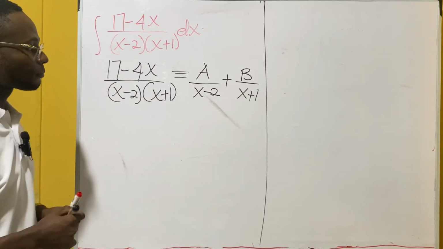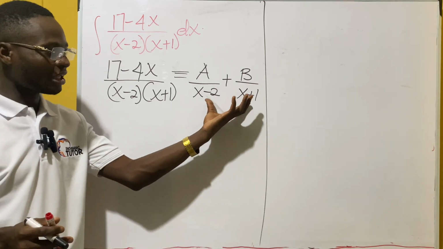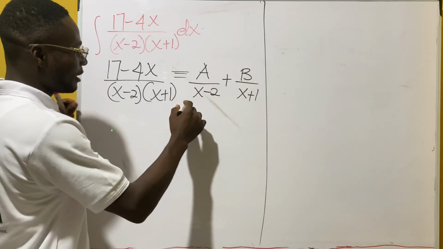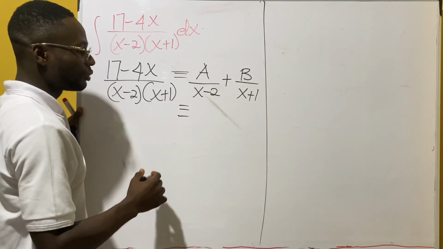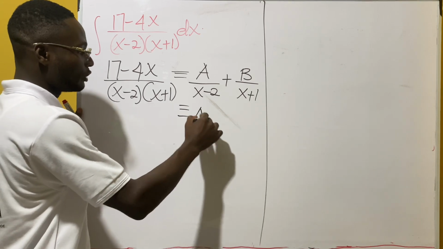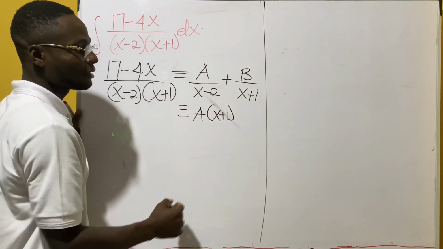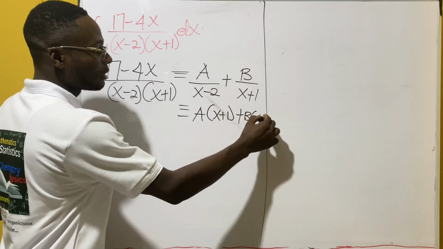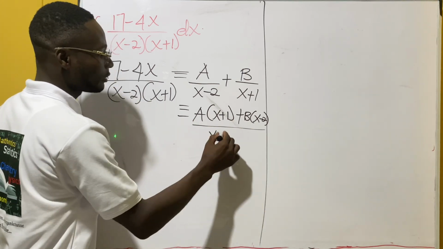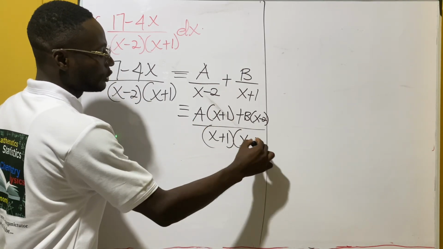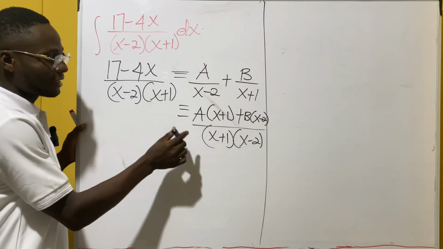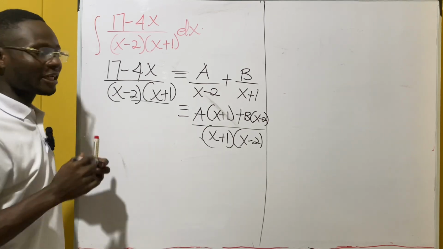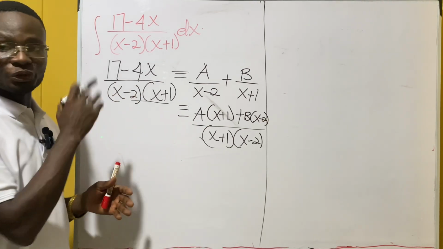So when we do that, that means that we are going to look for the common denominator right here. So you can say that this is equivalent to a into x plus 1, that is the LCM for this, plus b into x minus 2, all over x plus 1, x minus 2. So we can see clearly that this denominator is equal to this denominator, so we don't really care about the denominator. So we equate the numerators.